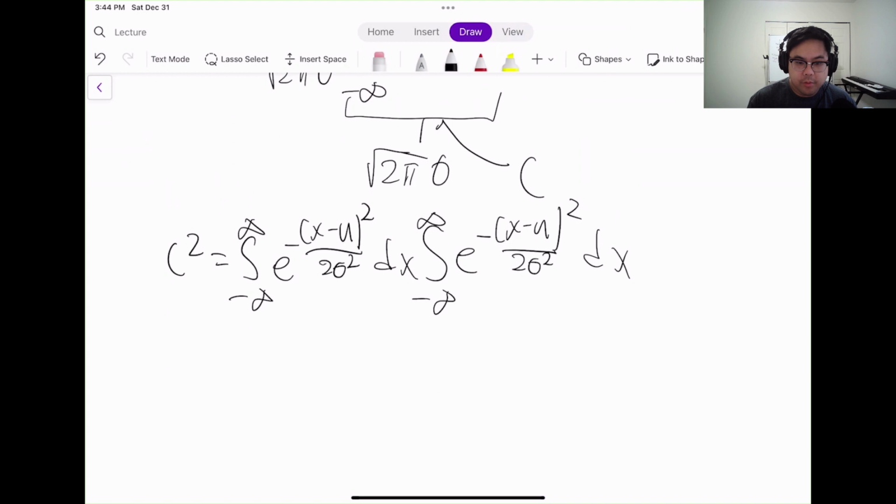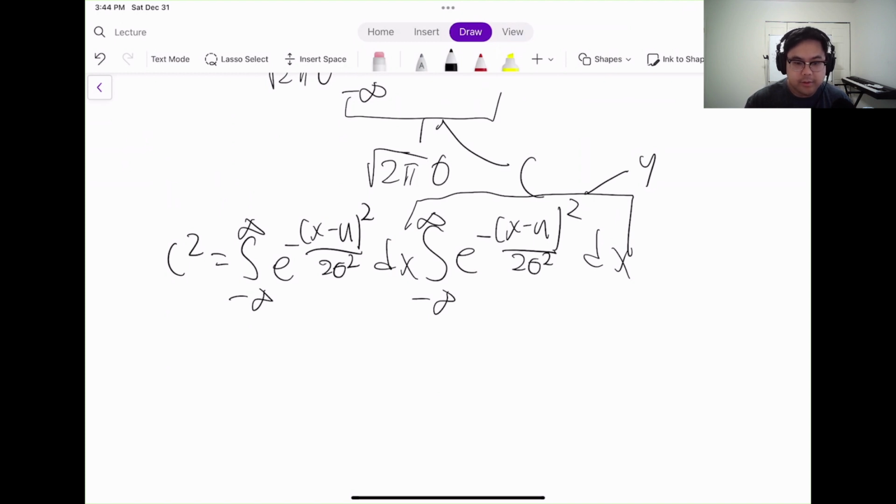So when we go from rectangular coordinates to polar coordinates, we've got to have an x and a y. We've got to realize that this part right here can be written in terms of y. It's just a dummy variable. We can make x's turn into y's, y's turn into x's. It's just a dummy variable.